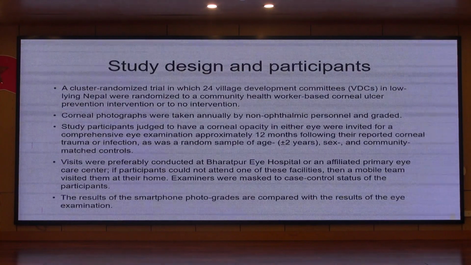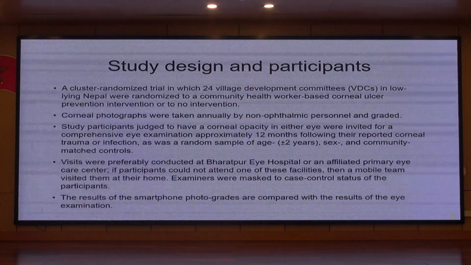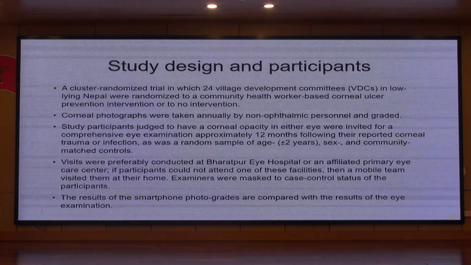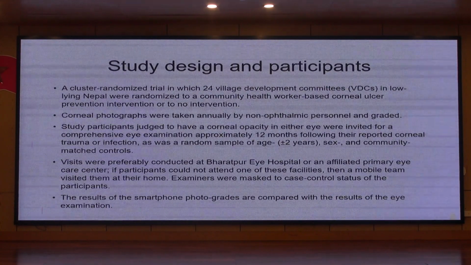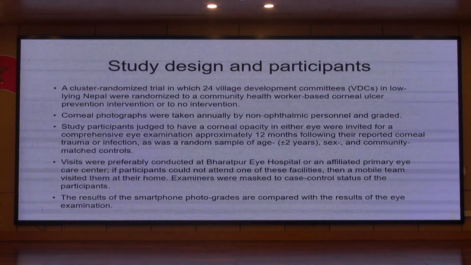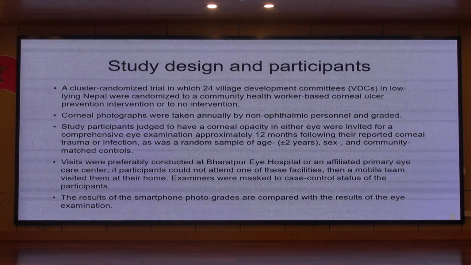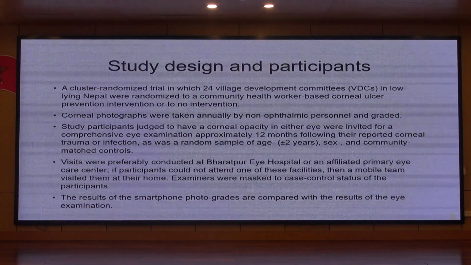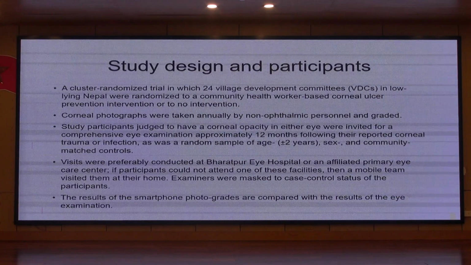However, to recap briefly, the VIEW trial is a cluster randomized trial in which 24 village communities in Nepal were randomized to a corneal ulcer prevention program or to no intervention. The participants in the study had their cornea imaged annually by non-ophthalmic personnel, and then these images were graded by photographers. Participants who were judged to have a corneal opacity in either eye were invited for comprehensive eye examinations approximately a year after their first reported corneal scar or infection.